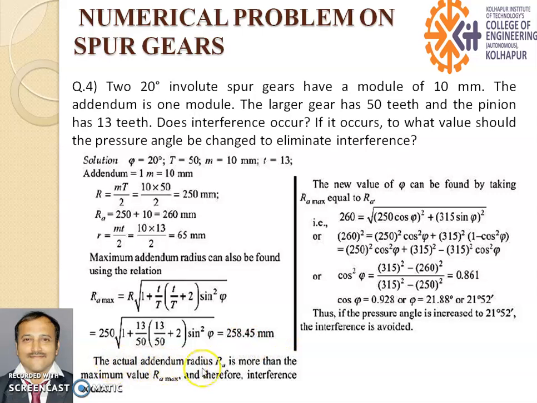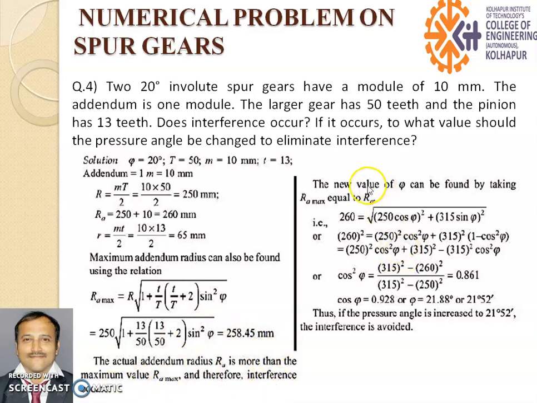So the actual addendum radius Ra is more than the maximum value Ra max. Therefore interference occurs. The actual value is 260 mm, and from this relationship the maximum addendum radius is 258.45. So the actual addendum radius is 260 mm, which is greater than the maximum value of addendum radius 258.45. So interference will occur.